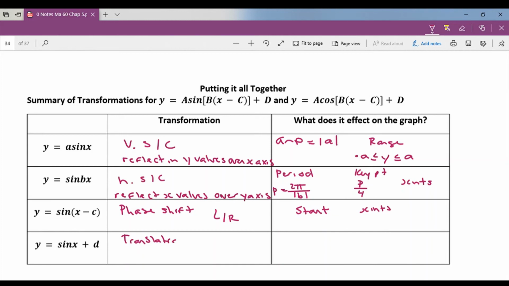Translation. You could be specific and call it a vertical translation, up or down. And the main thing that it's going to affect is your center line. Your center line is going to be at y equals D, and then it's going to affect your range. So your graph is going to go from D minus A up to D plus A.